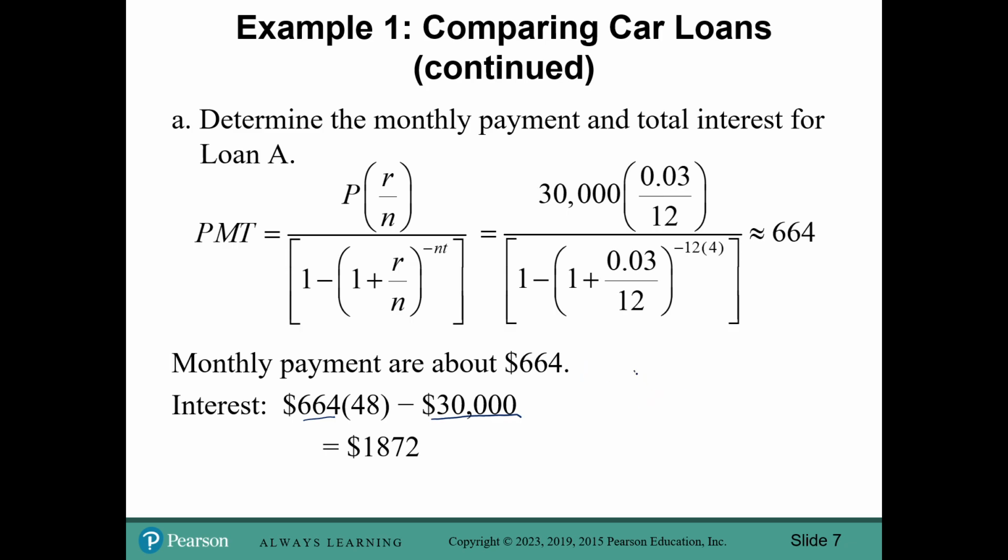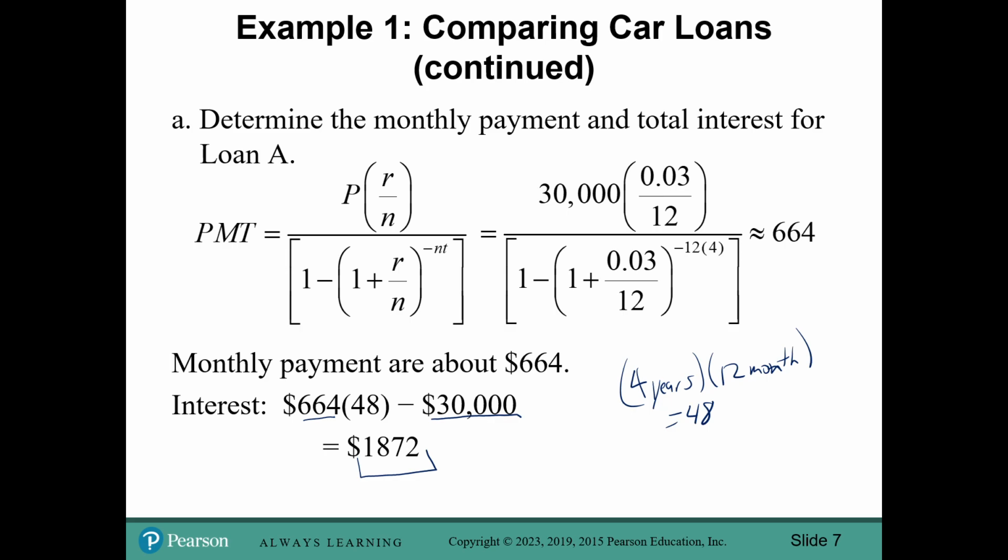Well, we're paying this loan over 4 years, and we're making 12 payments per year because there are 12 months in a year, and we're making one payment per month. So 4 times 12 is what gives us the 48 in our formula. We're making 48 payments of $664 to pay off this loan. When you do the simple math, the multiplication and the subtraction, you see we have an interest amount of $1,872 that we pay when we do our installment loan as loan A.